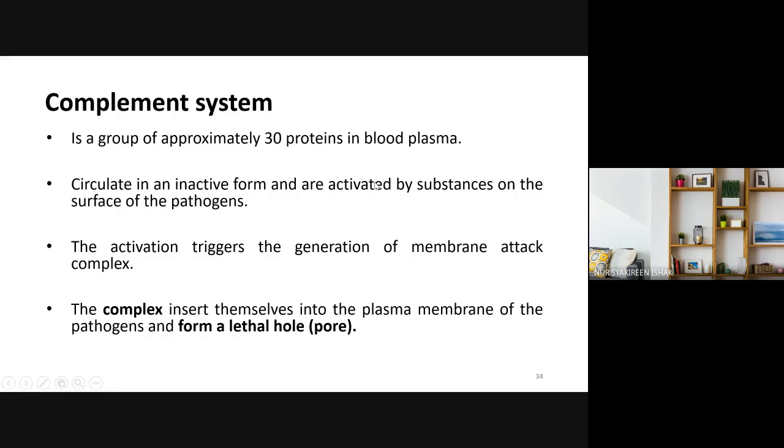Okay. So the second type of antimicrobial protein is the complement system. Okay, so complement system is actually a group of approximately 30 proteins in the blood plasma. Okay, 30 different proteins in the blood plasma. So these proteins will circulate in an inactive form. So it circulates in your body fluid in the inactive form. Okay, and they are activated by substances on the surface of the pathogen. So when this complement system or the proteins encounter a pathogen, it will be activated.